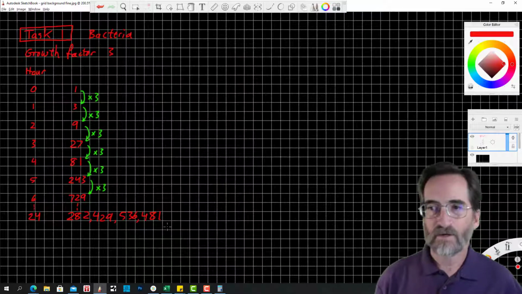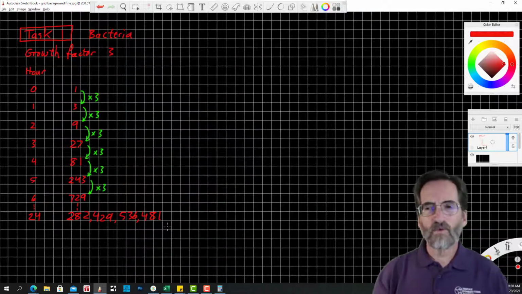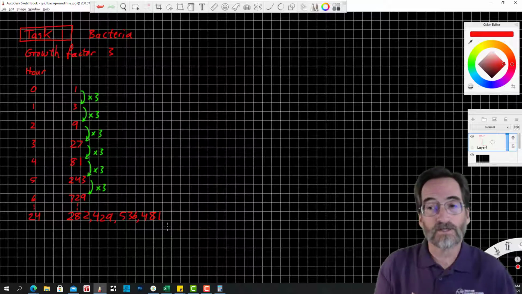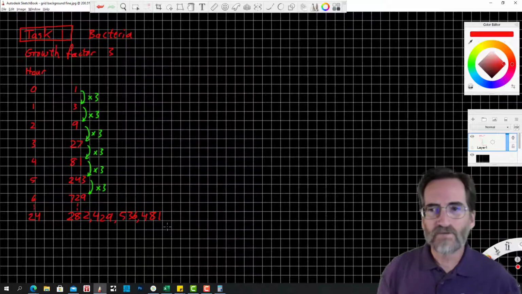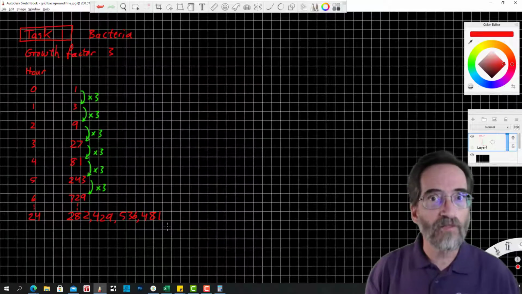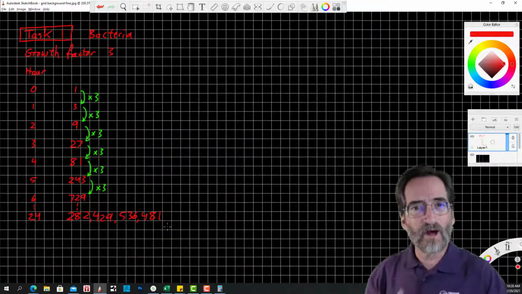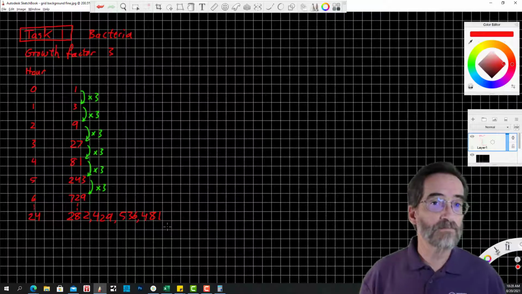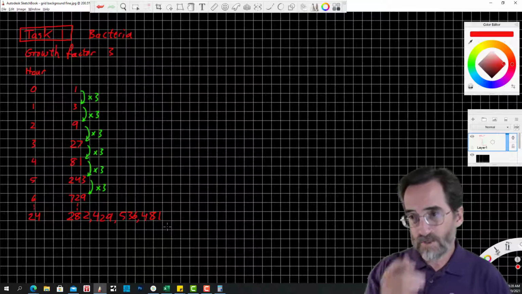282,429,536,481 bacteria. Now, another thing mathematicians do is it would be great if I could have a formula that calculates all of this, so I don't have to. What if I asked you to find out how many bacteria there would be after a month? Could you imagine doing that for every hour, how long that would take hitting enter on the calculator? Plus, what are the chances you'd make a mistake somewhere along the way? So there's got to be a better way to do this.